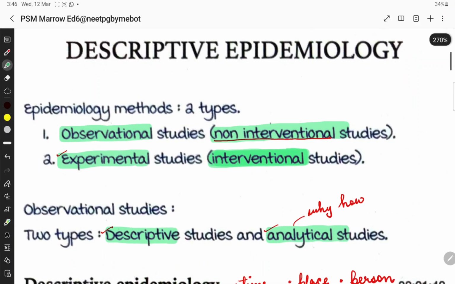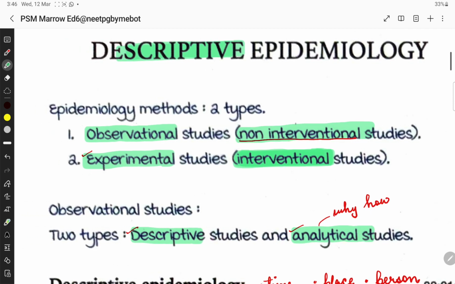The topic is descriptive epidemiology. The epidemiological methods are of two types, observational and experimental. Experimental is also known as interventional studies because in this the researchers will make some interventions, whereas observational studies are known as non-interventional studies because here the researchers only observe, they do not intervene in anything.